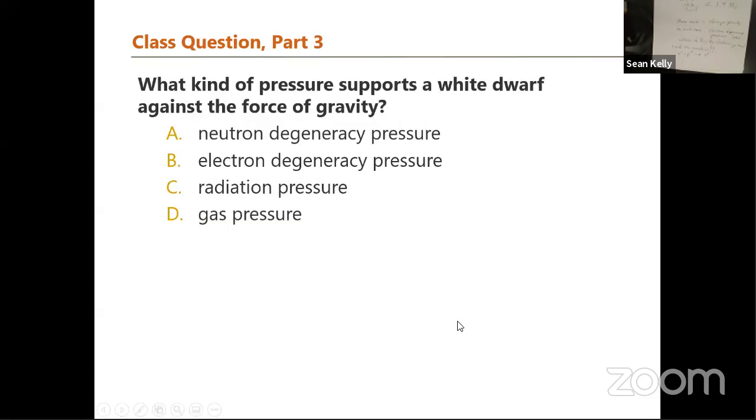So what kind of pressure supports a white dwarf against the force of gravity? This is one of your questions on the participation quiz that you're going to be taking afterwards. And the answer is B, the electron degeneracy pressure, of course.